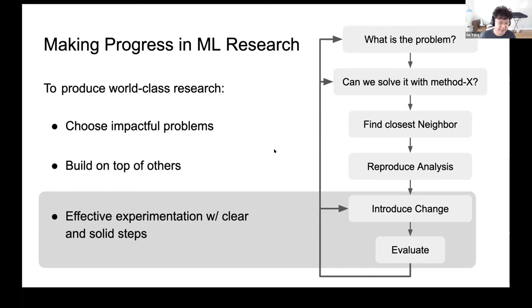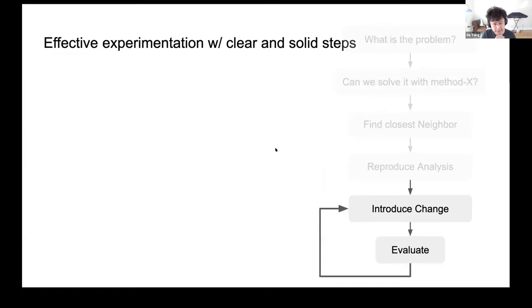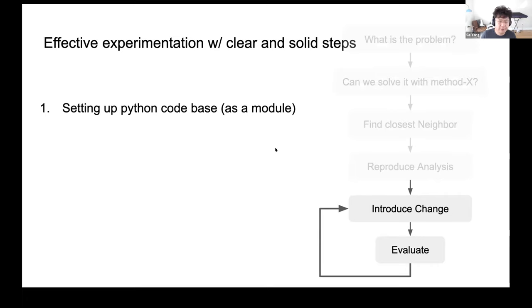We're going to talk about the technical aspect of how to actually be effective at experimentation with clear and solid steps. As an overview, we're first going to talk about how to set up a Python codebase as a module, and maybe I can hand this over to Avery in a few seconds. The second step is how to manage hyperparameters. What are the good patterns of managing hyperparameters? What are the problems of standard ways of dealing with hyperparameters in these code bases, and what are our proposed solutions?